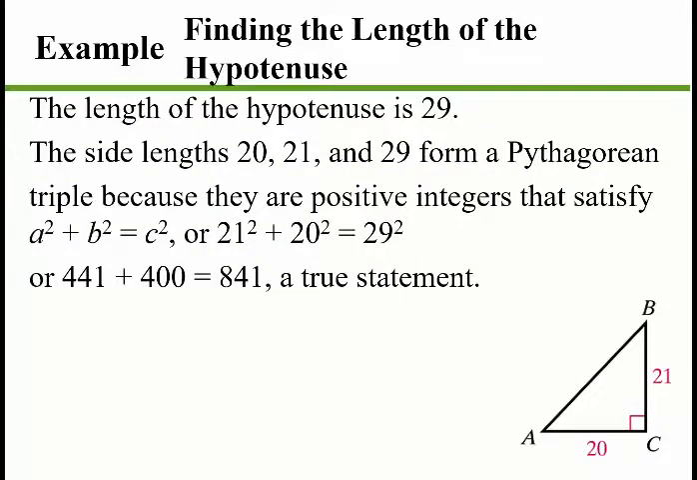So the length of the hypotenuse is 29. The side lengths 20, 21, and 29 form a Pythagorean triple because they're positive integers that satisfy a squared plus b squared is equal to c squared. As you can see, this is the exact same thing we just solved. So not only were all those other triples I gave you Pythagorean triples, but so is this other one, 20, 21, and 29.